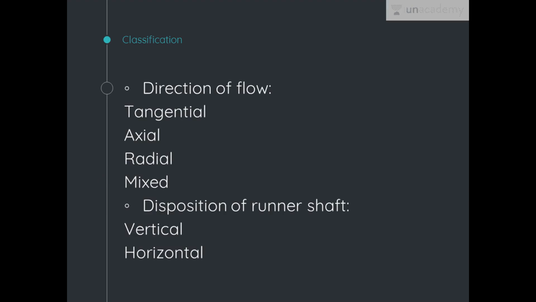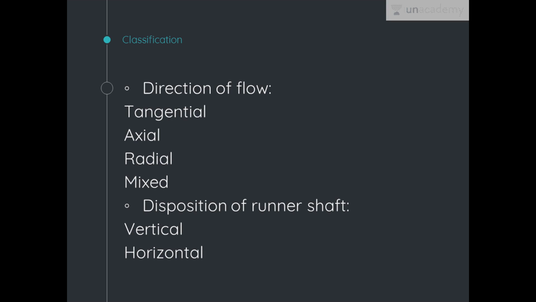Depending on the direction of flow through the runner, they are classified as tangential, axial, radial and mixed. Tangential flow turbine means the water flows in the tangential direction to the runner. Example being the Pelton wheel or Pelton turbine. Axial flow turbine means the water flows in a direction parallel to the axis of rotation of the runner. Example being the Kaplan turbine.